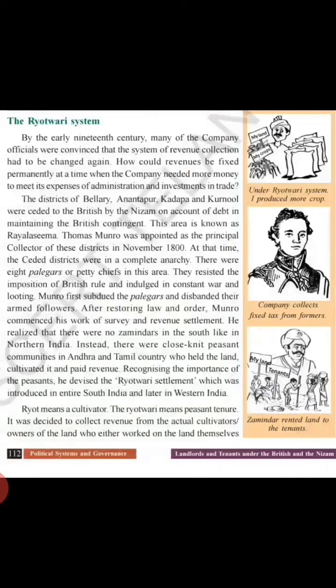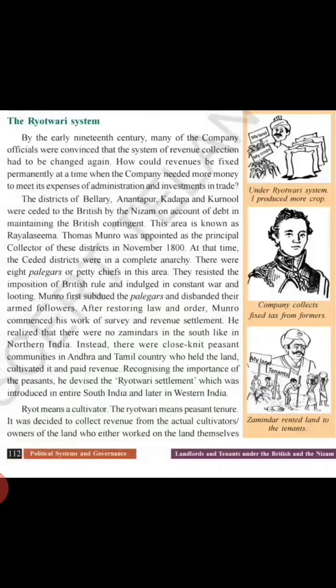So here children, as there was an absence of government, the chiefs, the poligars, did not want the imposition of the British in their areas. These petty chiefs or poligars used to look after the people. So as British rule was imposed in these districts, they did not want the Britishers in their places. So they were in constant war and looting.